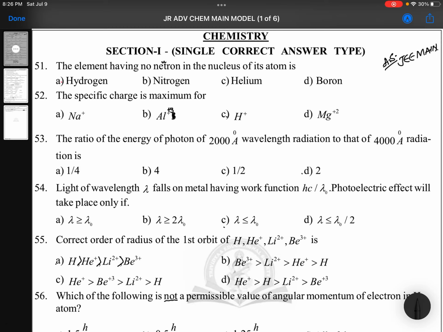This topic is JEE Mains atomic structure. JEE Main atomic structure, a few questions related to Bohr's model, hydrogen spectrum, photoelectric effect, and de Broglie's concept.